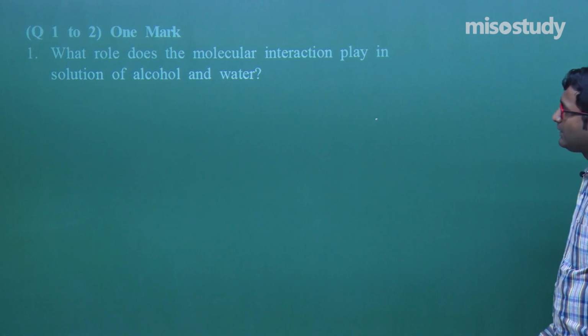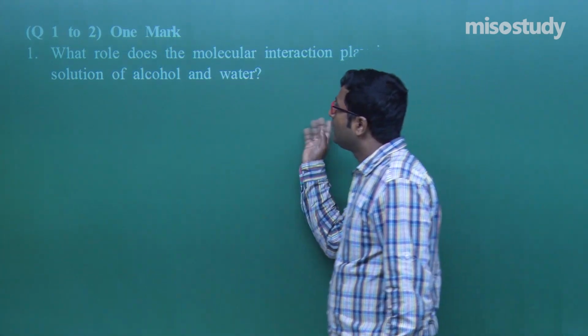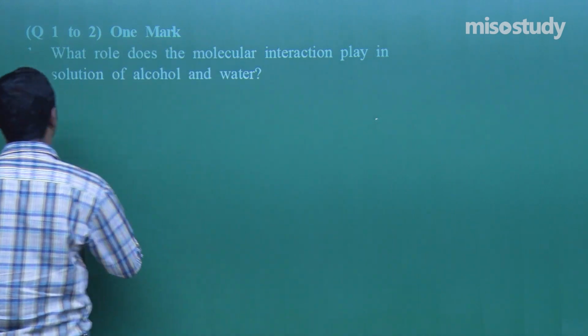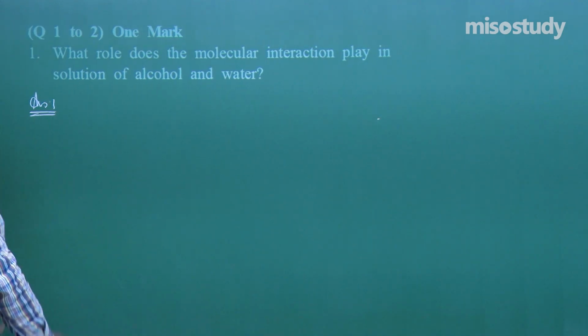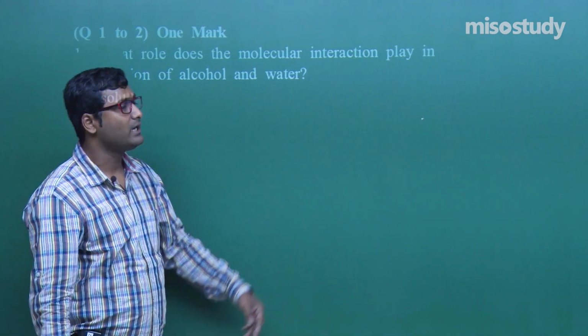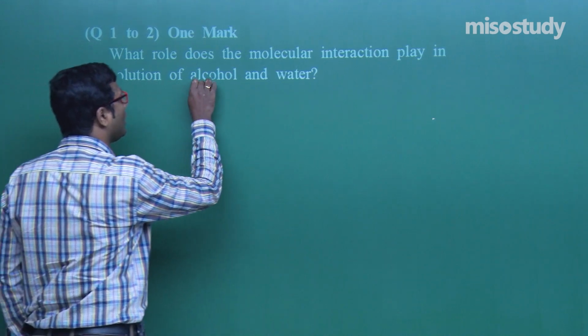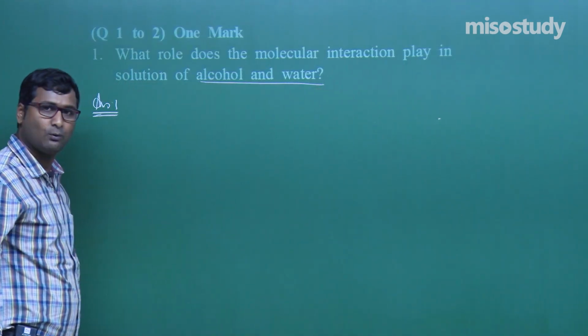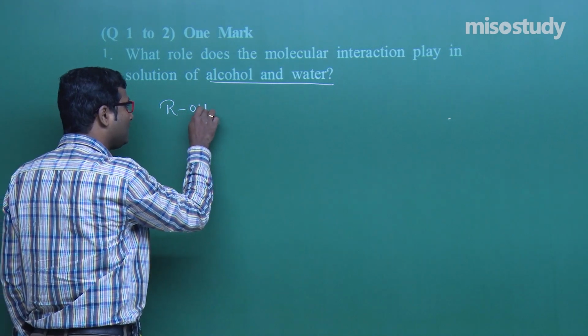Now, the first question. This question carries 1 mark. This is a question completely theory based. Now, what is the question here? Listen carefully. What role does the molecular interaction play in solution of alcohol and water? What is given here? That is alcohol and water.